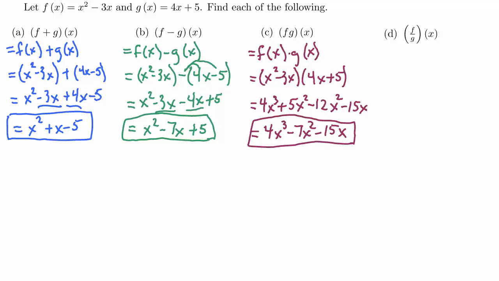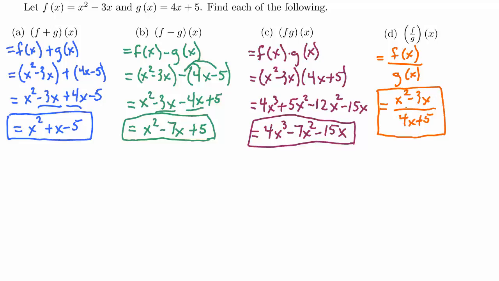Next, I look at D. D is f divided by g of x, and that means f of x divided by g of x. In this problem, f of x is x squared minus 3x. G of x is 4x plus 5. Now, even if I factored out the x in the numerator, that gives me x times x minus 3. And there will be no common factors with 4x plus 5. Therefore, you're done with this function operation. There's nothing that you can cancel here.